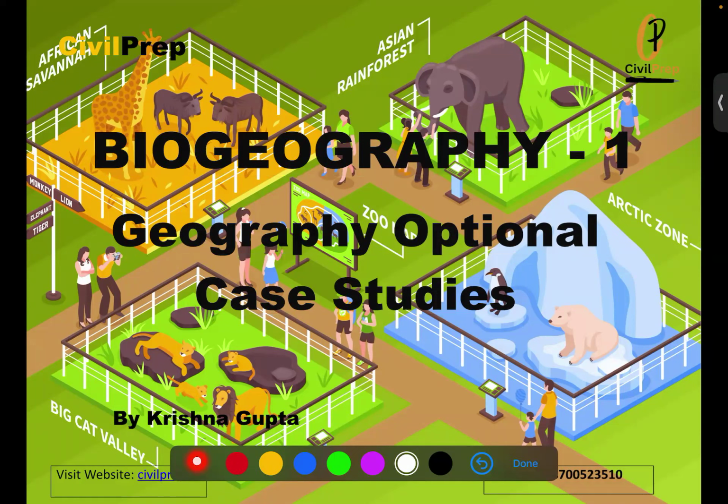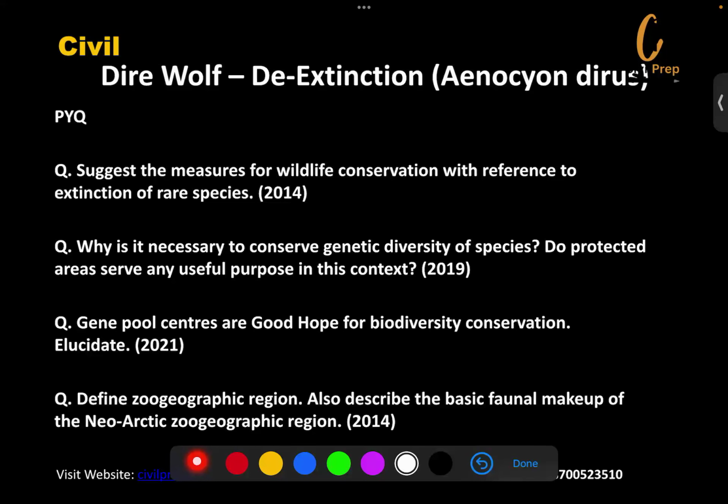So, for example, the first case here we have is of the direwolf, which you might have heard about, one of the wolf species which was living in the region of North America. It has been cloned. Okay, so it has been de-extincted. It has come out of extinction. The scientific name of the species is Aenocyon dirus.